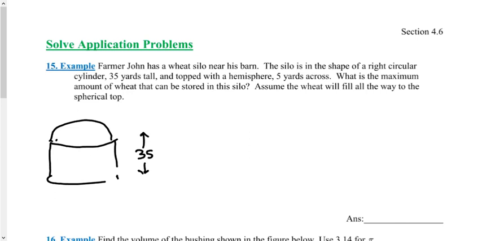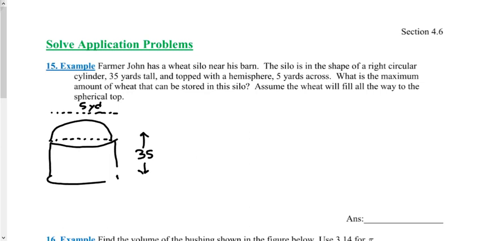I'm sorry, I'm just horrible. You can kind of see it's a cylinder with a hemisphere on top. Okay, and it's topped with a hemisphere 5 yards across. Okay, so if it's 5 yards across, then that's our diameter. This is 5 yards. Okay, so it's 35 yards tall, so like 100 feet. This is a pretty tall one, and it's 5 yards across.